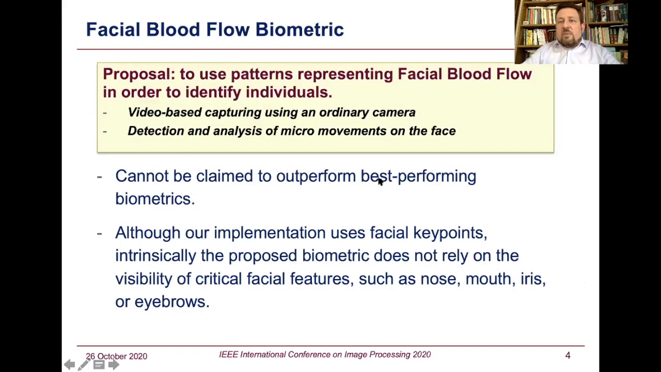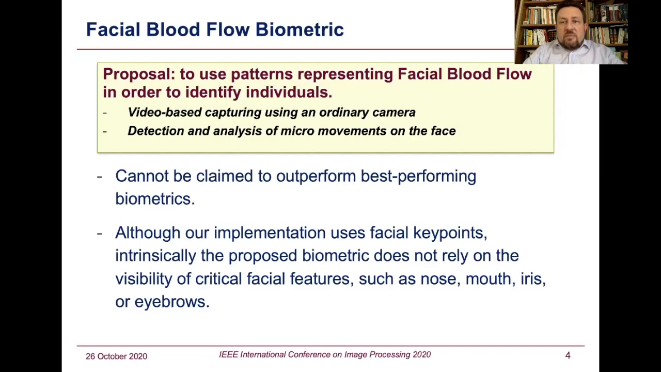The biometric we present here is the facial blood flow, which is essentially the way the blood flows in our face. Of course, this information is not visible to the human eye, so we don't need any special equipment to identify this facial blood flow, but only special algorithms. So we are going to use patterns that represent facial blood flow in order to identify individuals. To do so, we need a normal video camera. And we use an algorithm that detects and analyzes these micro movements that are not visible to the human eye and makes them really visible and processable.